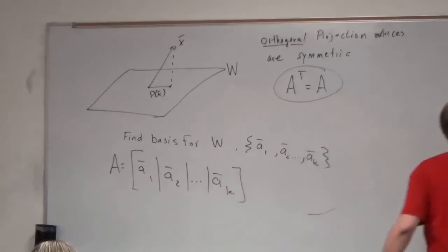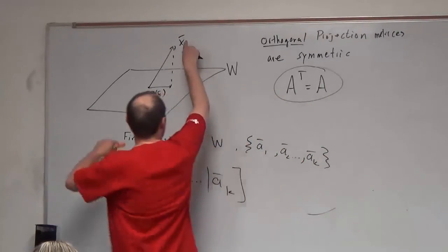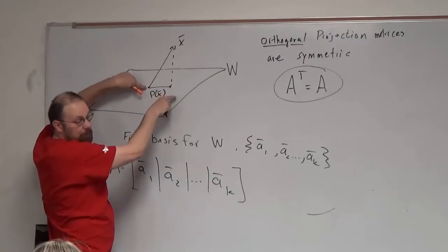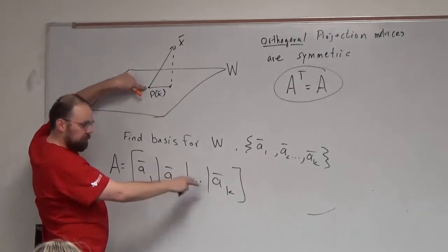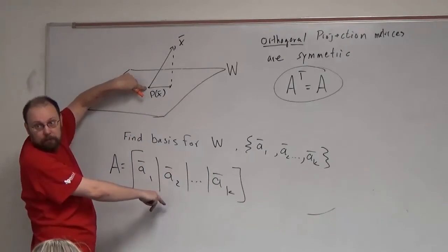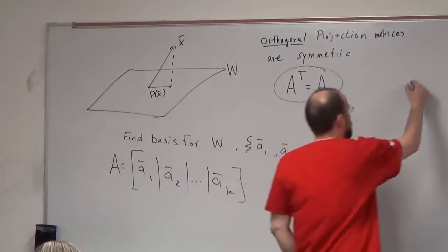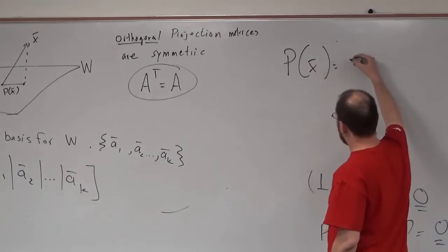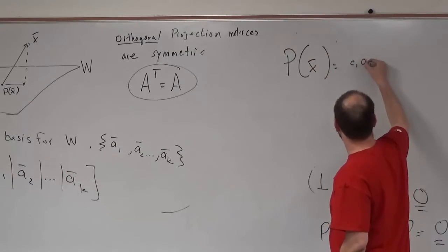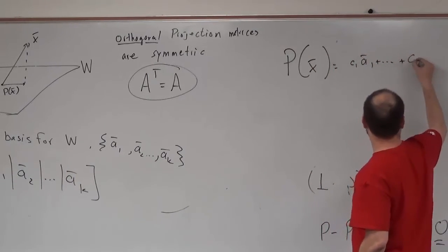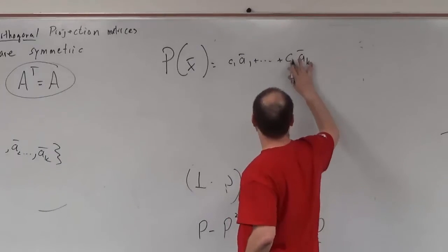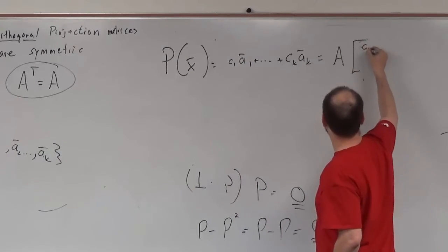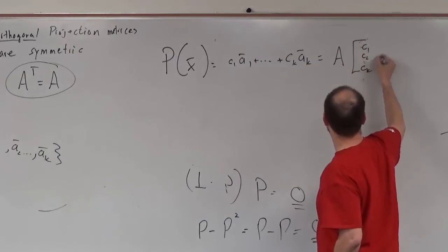And you realize that the projection of x onto the plane is in the plane, right? It's in the subspace. So it can be expressed as a linear combination of these basis elements. So the projection of that vector onto that subspace must be a combination of basis elements for that subspace. And of course, we can write this as matrix A times the column C, where C are the coefficients of that linear combination.